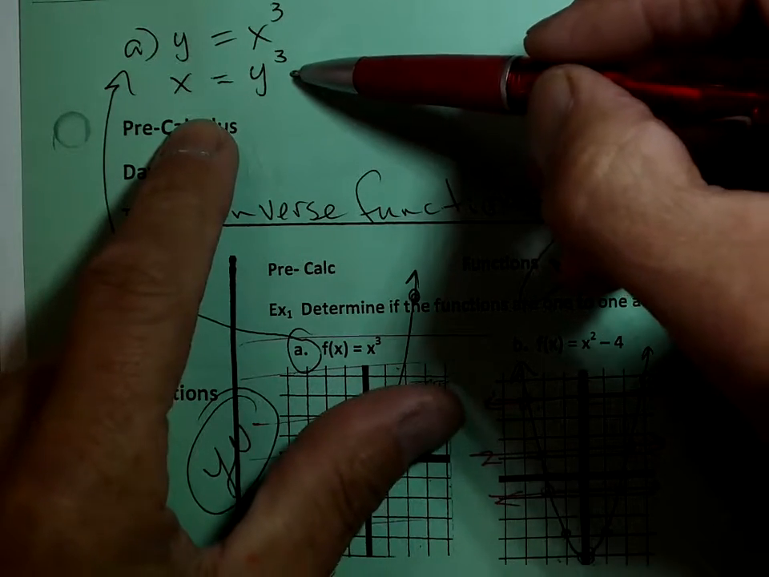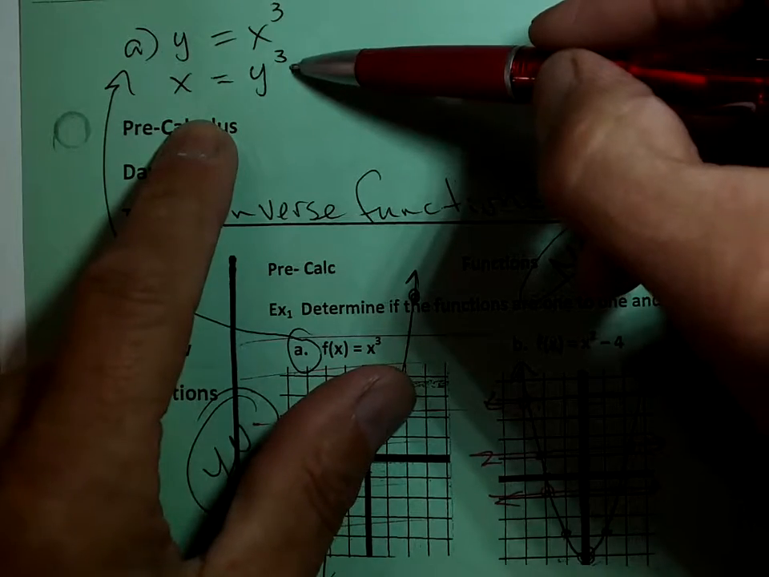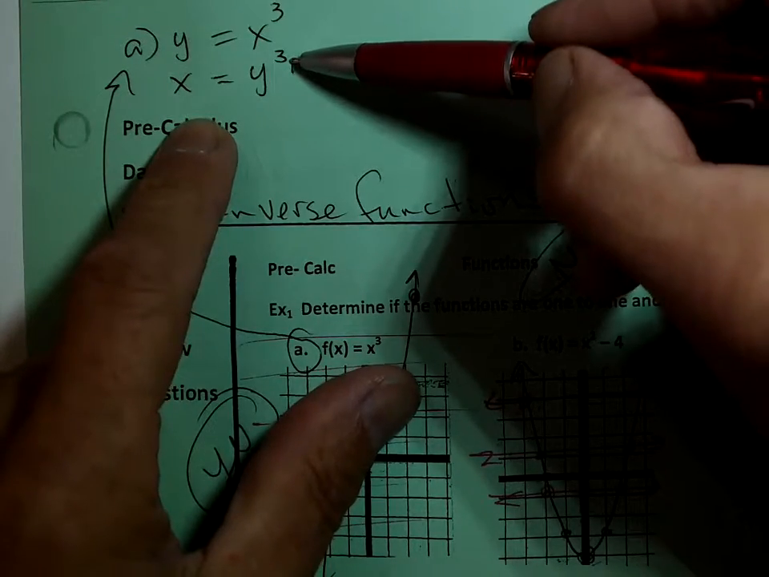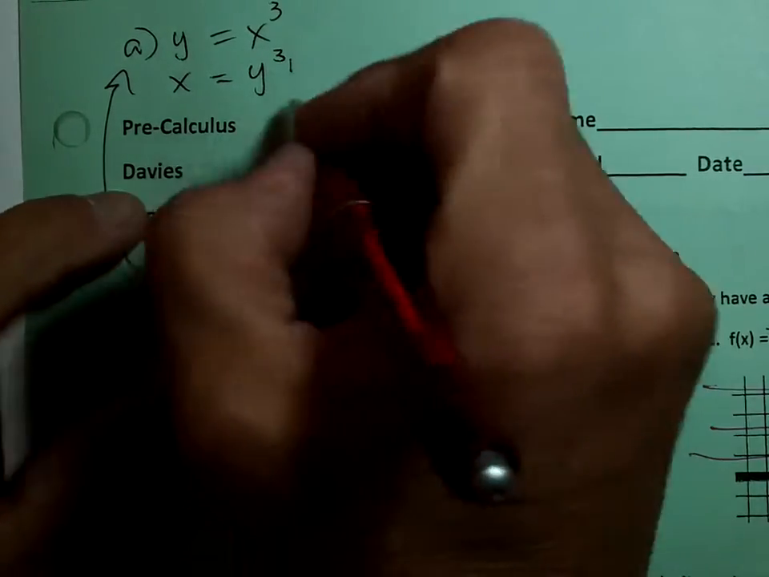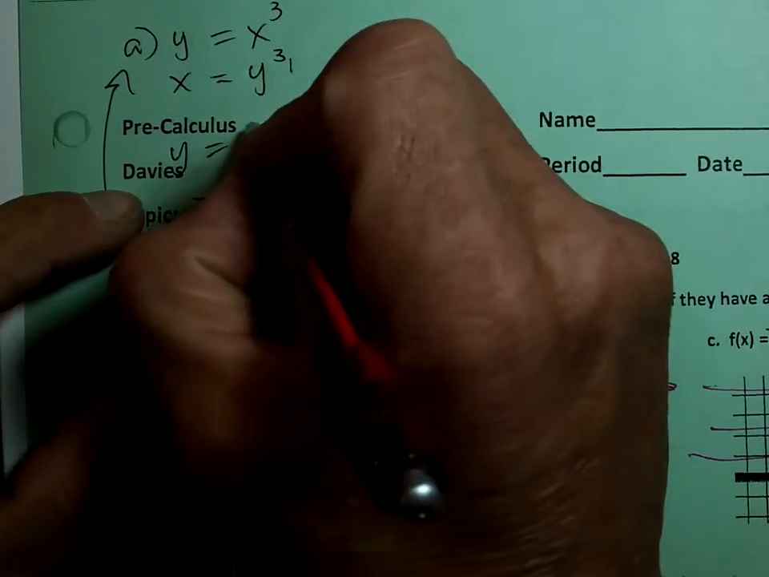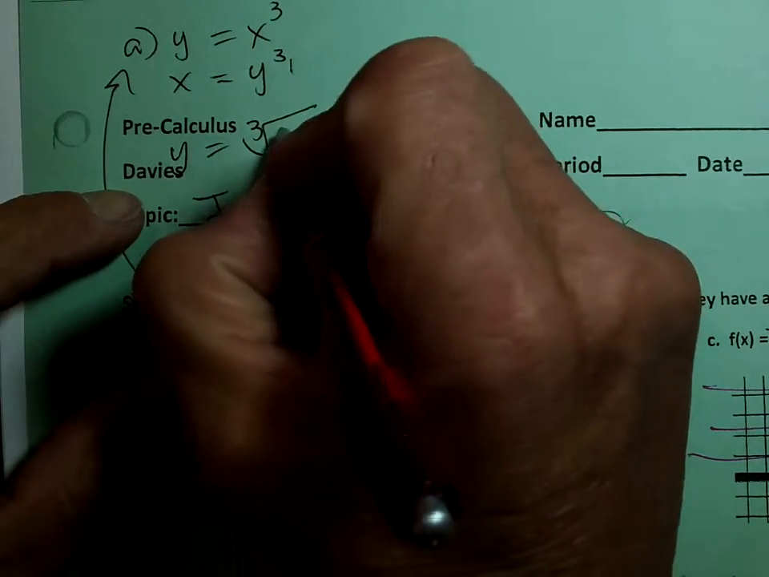Can you solve for y? What would you do to solve for y? Cube root it. So my inverse would be y is equal to the cube root of x.